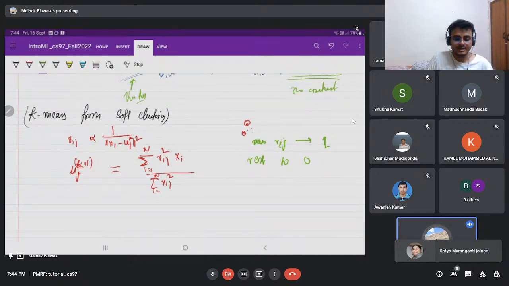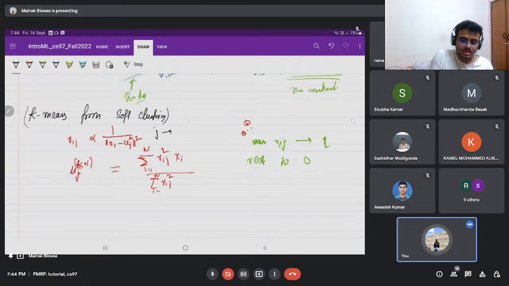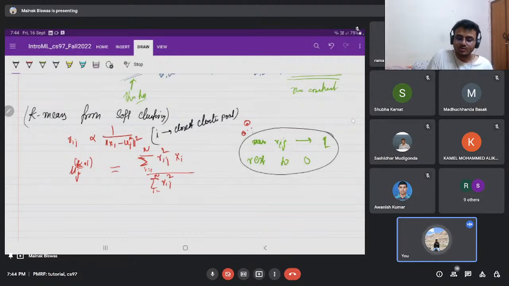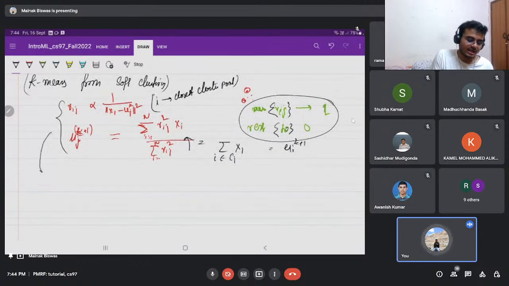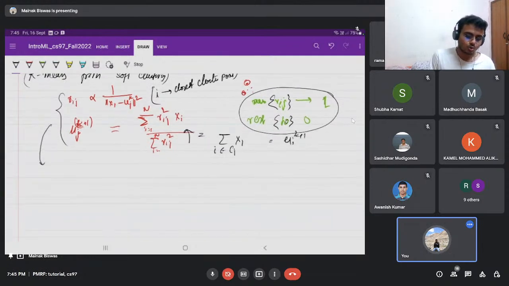Can you see what will happen? Here you will be assigning j to the closest point, so you will assign i to the closest cluster point. When I set the max of Rij to 1 and the rest to 0, a point deterministically belongs to a cluster. I see this connection that I generated. It is a very nice connection. I don't think you'll get it anywhere. These are two different problems, but you can actually define k-means from this soft clustering.